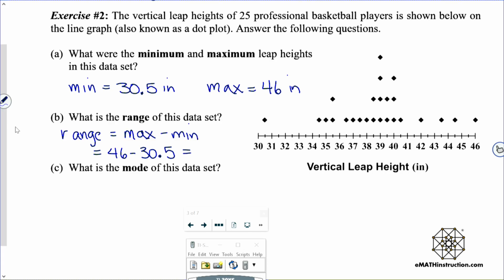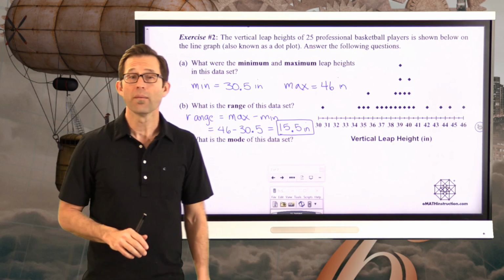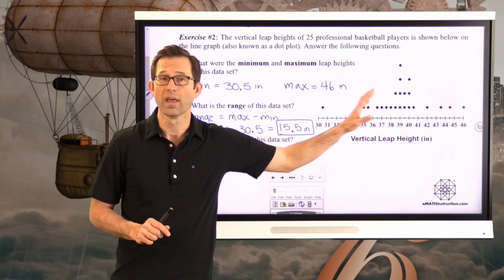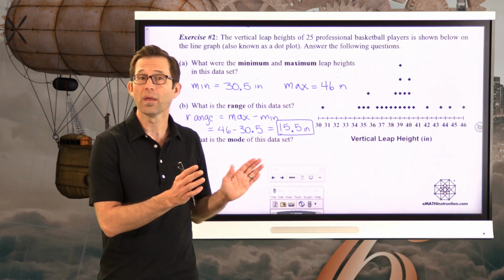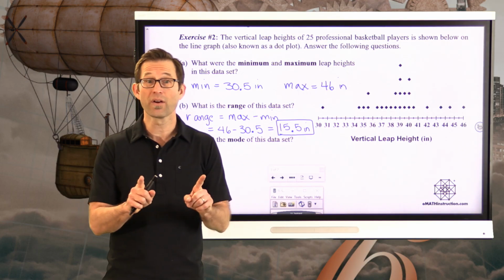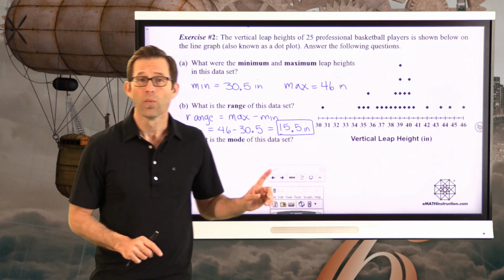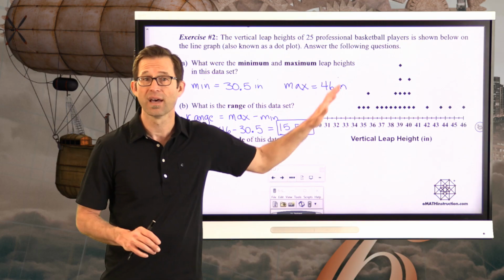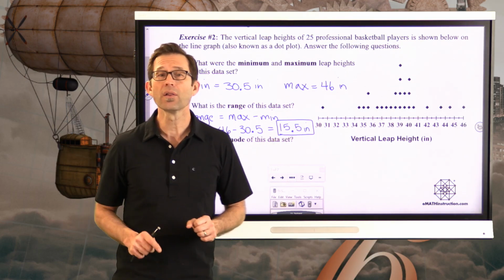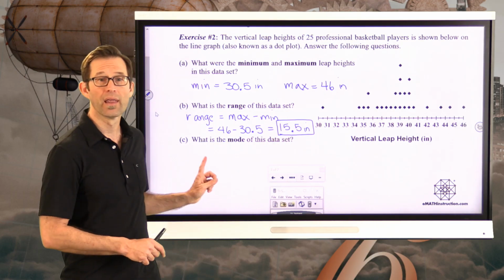So we've got 46 inches minus 30.5 inches. That's going to be 15.5 inches. 15.5 inches is our range, all right? You know, and maybe if we looked at, let's say, the range of a different data set, maybe the vertical leap heights of, I don't know, lacrosse players, maybe there would be a smaller variation, or maybe there'd be a bigger variation. I don't know, right? We'll get into more of that in one of the last lessons of this unit when we compare data sets using statistical measures. Let's take a look at one last statistical measure, letter C.